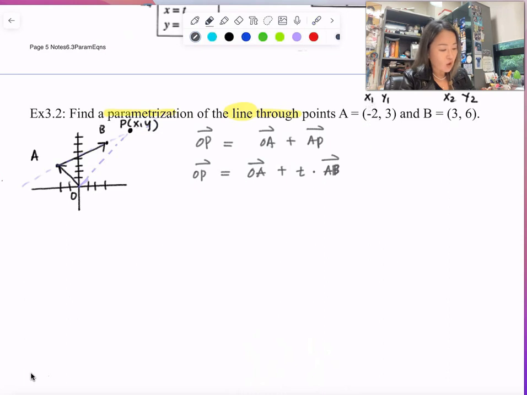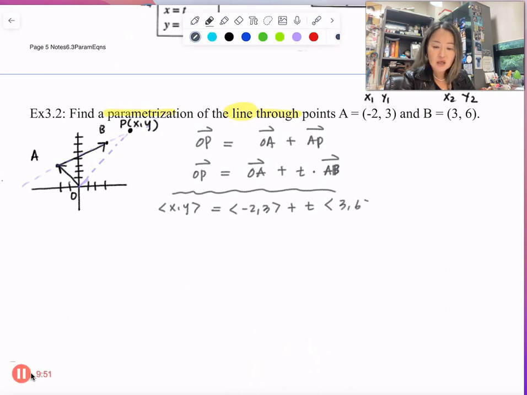But this is all we have to establish because we know that it's going to be some vector xy, which is the arbitrary coordinates of P, which is equal to OA, which is -2, 3, plus T times AB, which is 3, 6. But wait, is AB 3, 6? I want you to understand why AB is not just 3, 6, okay?